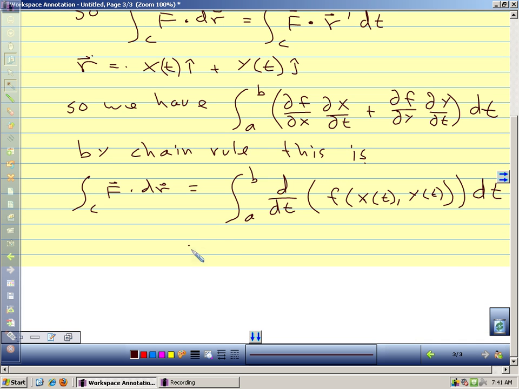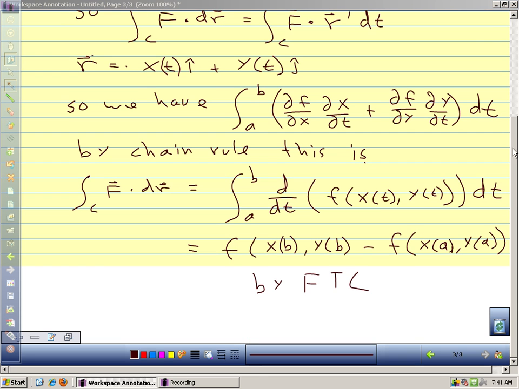And our original fundamental theorem of calculus, what does it tell us the integral of a derivative is? Just the function, right? So this is just f of x at b, y at b, minus f of x at a and y at a. And we're done. So because f is a conservative field, it's the gradient of a scalar function, and that allows us to express it as the scalar function evaluated at the final position minus the scalar function evaluated at the initial position.